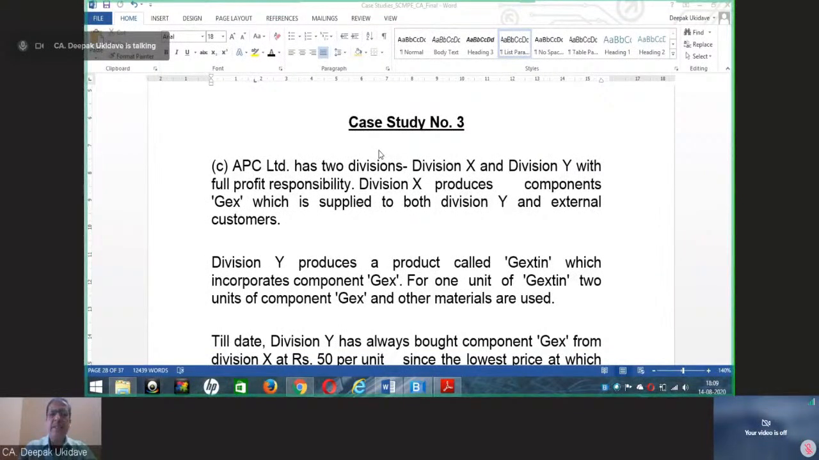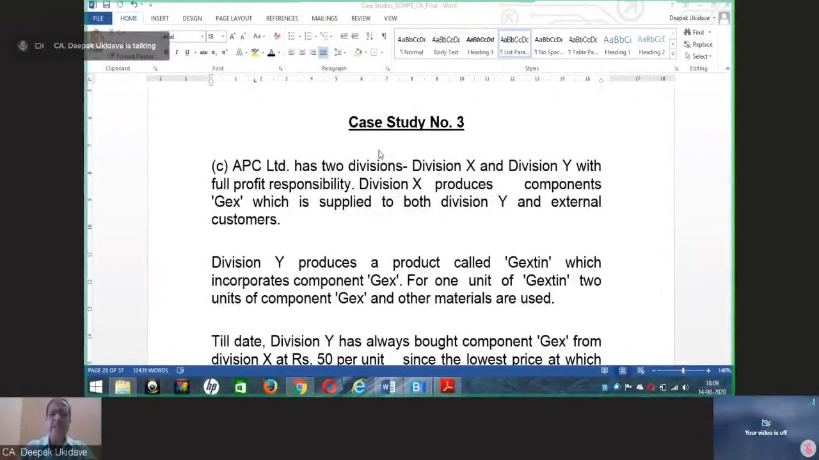Why buy from the internal supplier at rupees 50 when the outside supplier is supplying it at rupees 47? So the manager of Division Y requests the manager of Division X to supply the component Jex at or below rupees 47 per unit. Now the manager of Division X is not ready to reduce the transfer price, since divisional performance evaluation is done based on the profit margin ratio of the division.